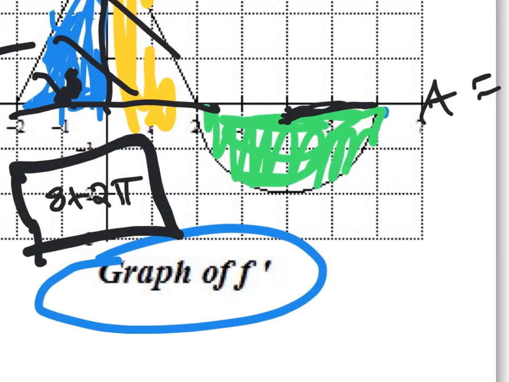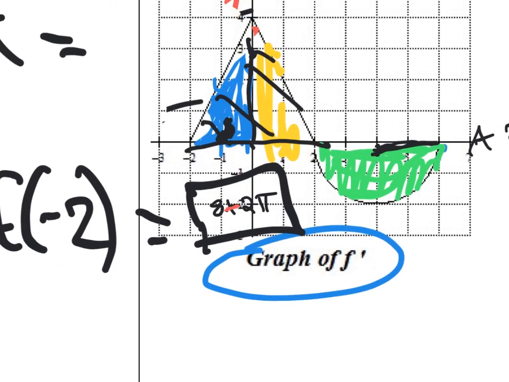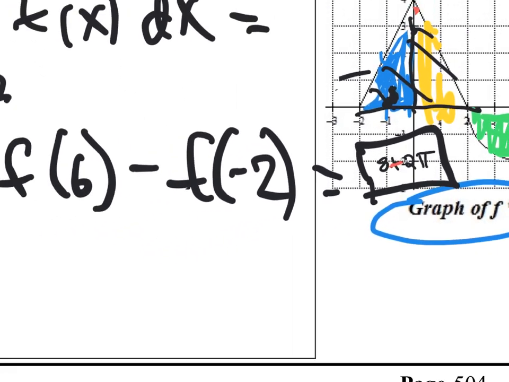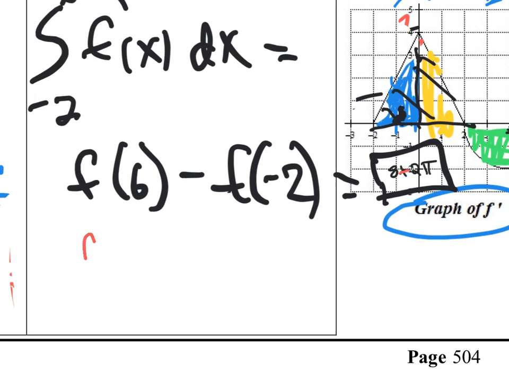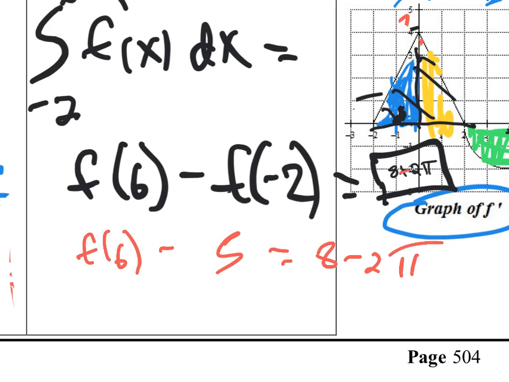It's going to be 8 minus 2 pi. It is 8 minus 2 pi, silly people. Silly rabbit, tricks are for kids. So that equals 8 minus 2 pi. Now add the 5. Yeah, I guess you were wrong too, Joseph. Wait, why? Because it's really going to give me 13 minus 2 pi.